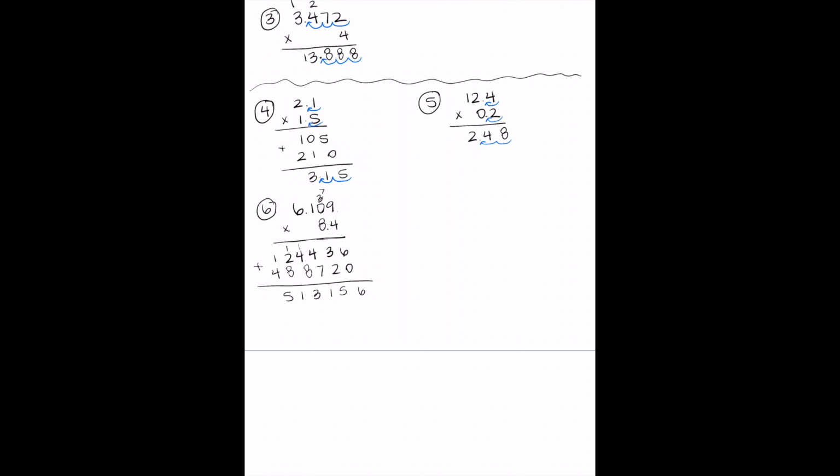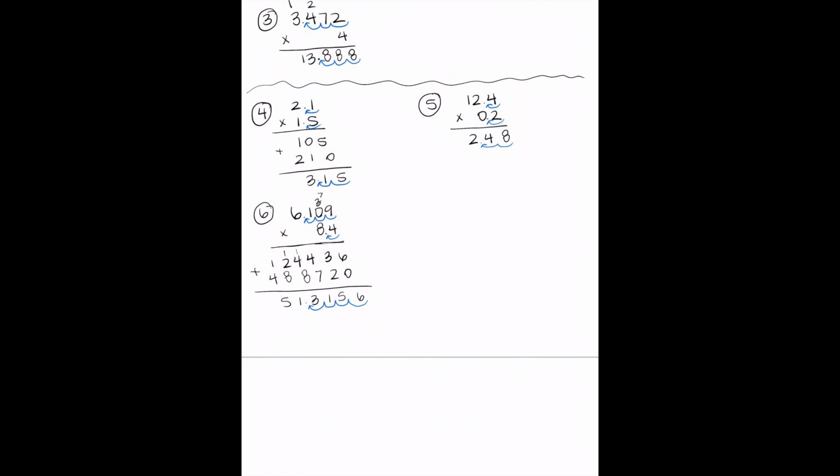So we'll go through now, count our place values. We have 3 for our first decimal and 1 for our second decimal. So our final answer will have 4 place values in it. So we'll go over 4 and we will get 51.3156 for number 6. Now let's move on to our last question for this lesson.